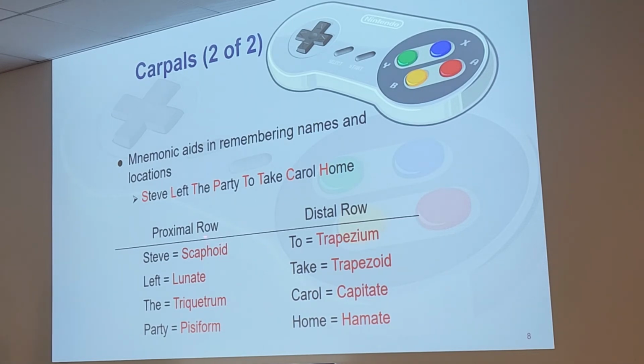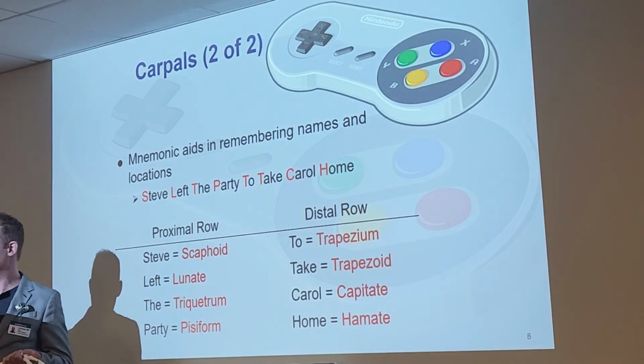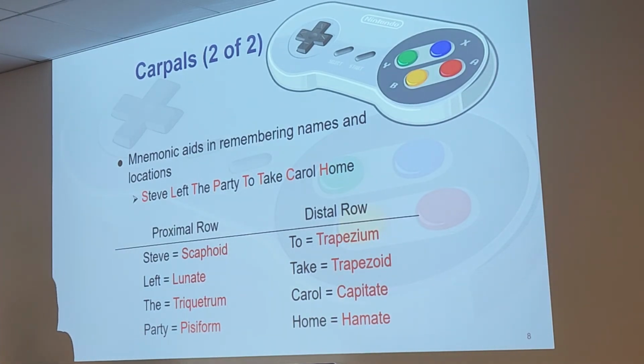Steve, scaphoid. Left, lunate. The, triquetrum. Party, pisiform. Just a row, trapezium. To, trapezoid. Take Carol, capitate. Home, hamate. You don't have to use that one, you can come up with your own that helps you remember. When you're having trouble memorizing this stuff, make some mnemonics, it helps you out a lot.